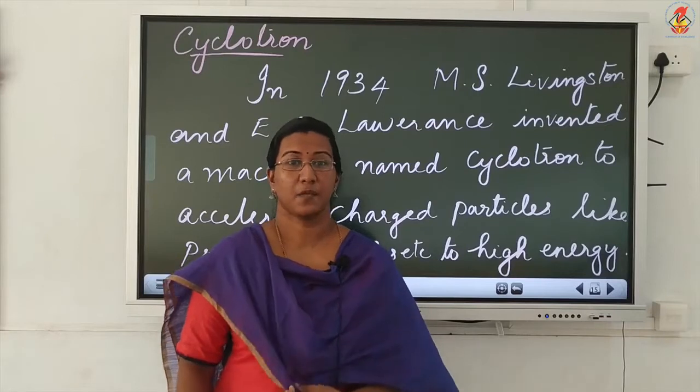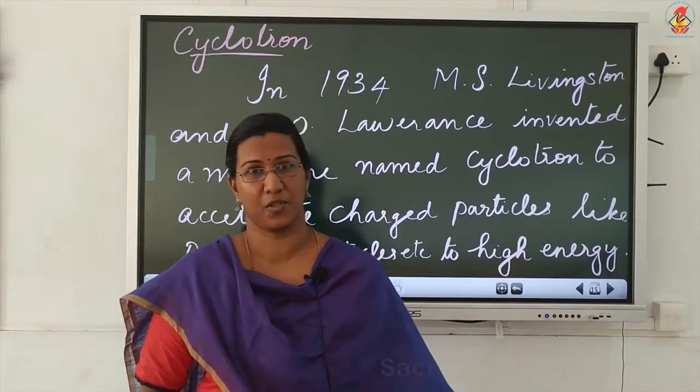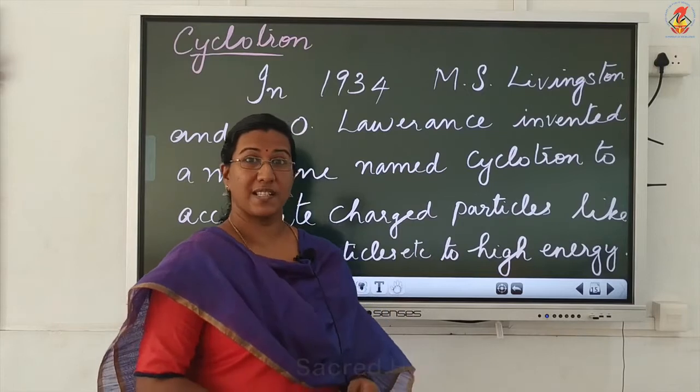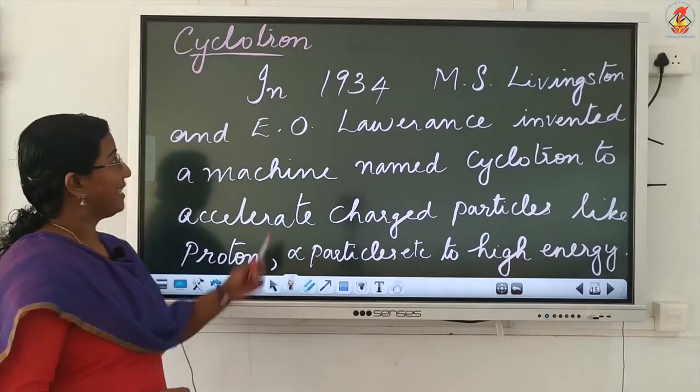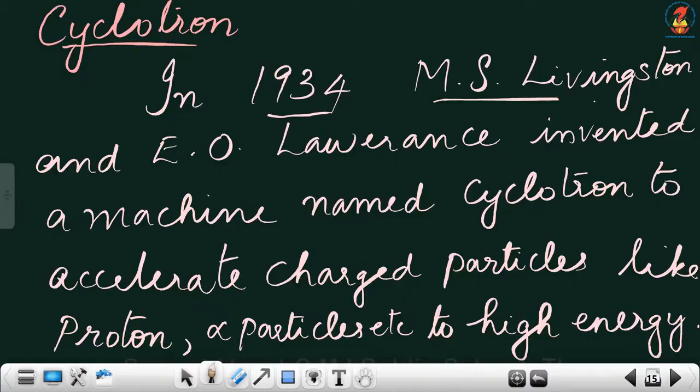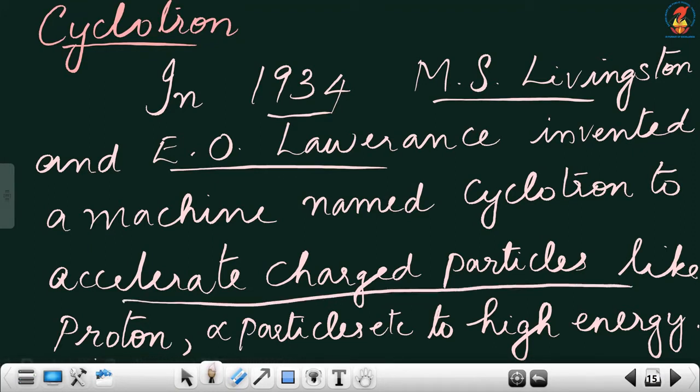Students, next we are going to discuss the topic cyclotron. Now, cyclotron is a machine. It was invented in 1934 by M.S. Livingston and E.O. Lawrence. Now, this machine is used to accelerate charged particles like protons, alpha particles, etc. to very high energy. This is the aim of cyclotron. It is a device used to accelerate charged particles like protons, alpha particles to very high energy.